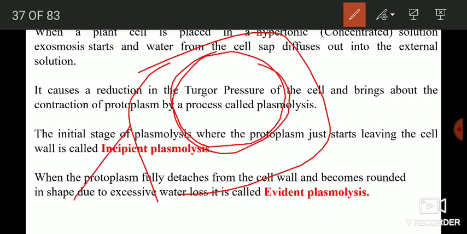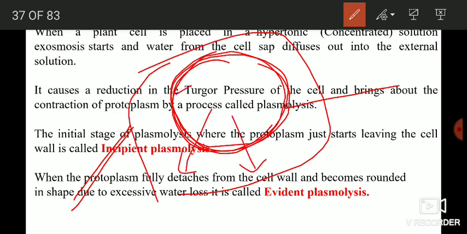This is the cell wall of a cell, and this is the cell membrane, or you can say this is the protoplast. The contraction of protoplast of a cell due to exosmosis, due to osmotic withdrawal of water from the cell sap, this is known as plasmolysis. So plasmolysis can simply be defined as the contraction or the shrinkage of protoplasm of a cell due to exosmosis.